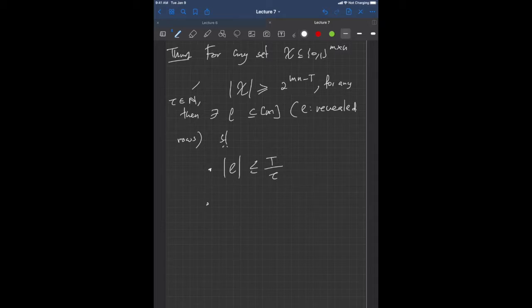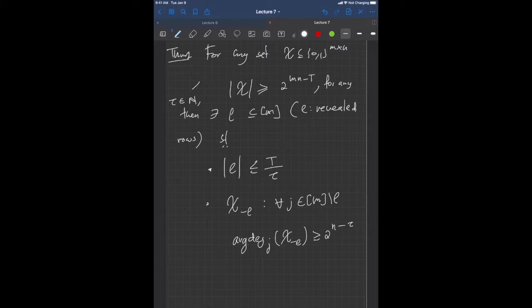So what is this property saying? If you take the set of matrices X and remove all the revealed rows, then for all j, for all rows of this set of partial matrices, which come from the set of rows in the original matrix minus the revealed rows, so for all j in m minus rho, the average degree of j in X minus rho is greater than or equal to 2 to the n minus tau.